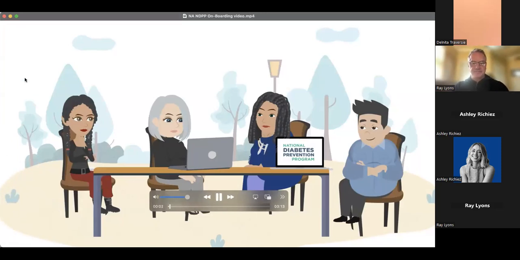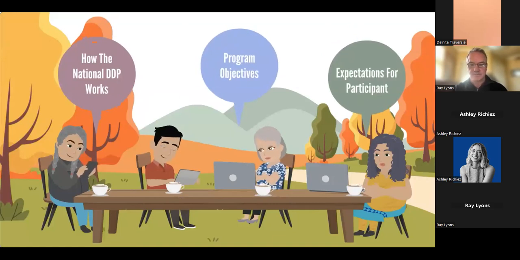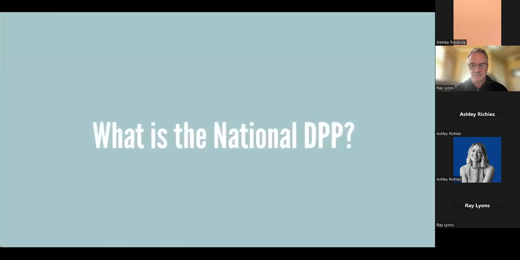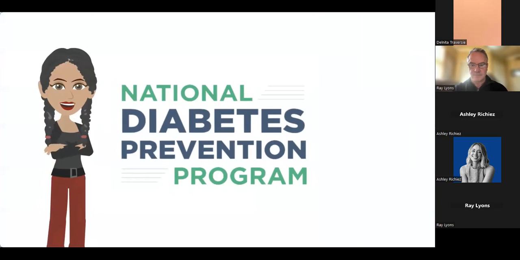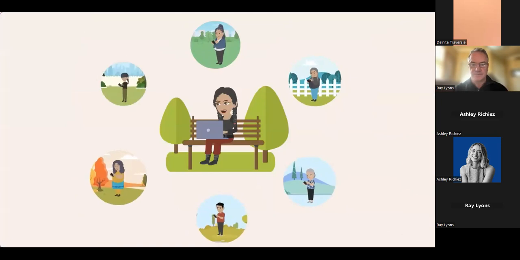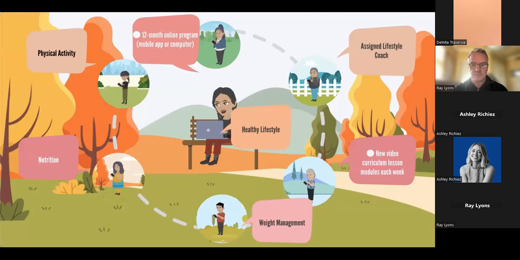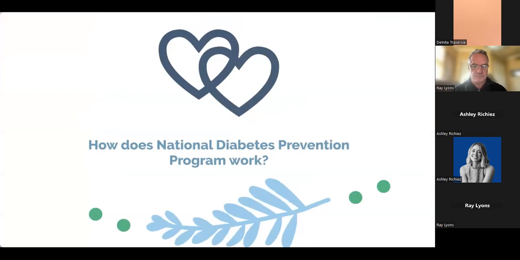Hello, thank you for your interest in the National Diabetes Prevention Program. This video will explain how the program works, program objectives, and the expectations if you commit to joining our 12-month program. This program is all about behavior change, improving your health, and preventing the onset of diabetes. What is the National DPP? It is a 12-month curriculum-based program that assigns you to a lifestyle coach. The program focuses on a variety of topics to help you lose weight, eat better, get active, reduce stress, and prevent diabetes.